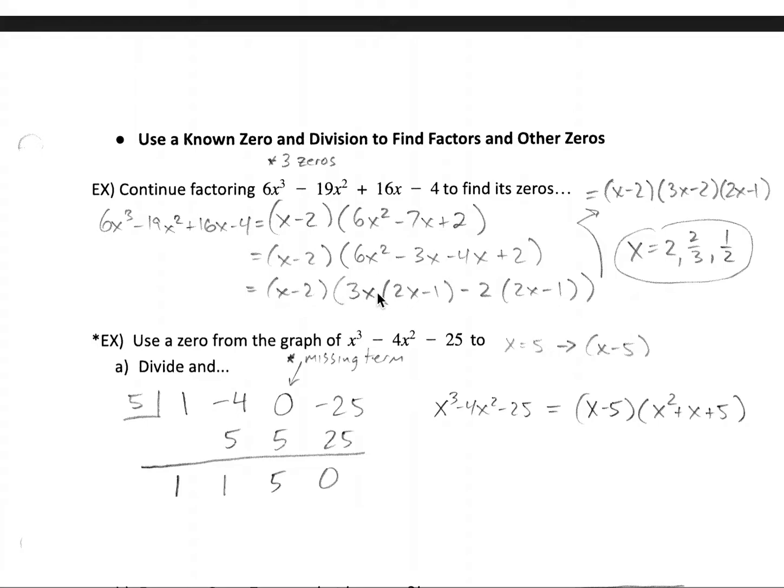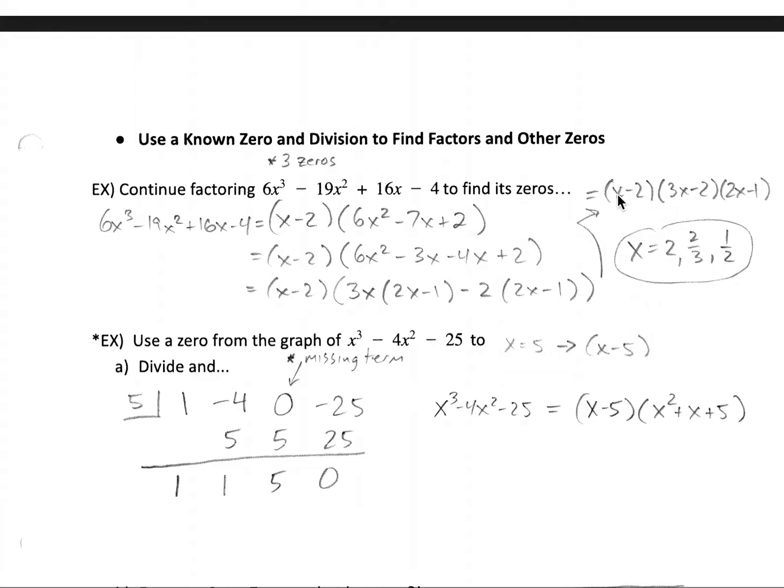Now we just got to put all our groups together. We got x minus 2, that's our first factor. We have 3x minus 2, there's a second factor. And then we have 2x minus 1 as our third factor. So we said we had 3 zeros. We saw 3 real zeros on our graph. And here are the values from our factor pairs.